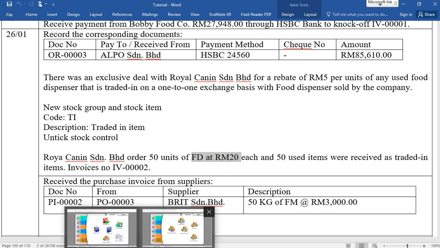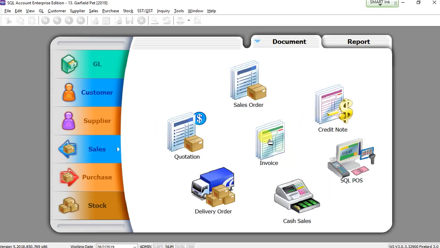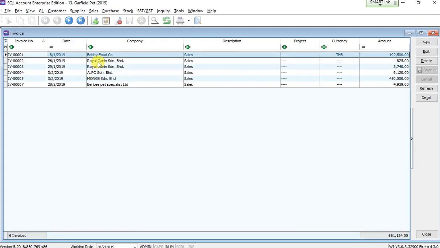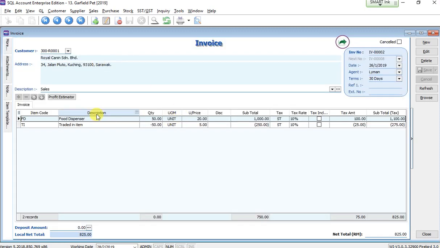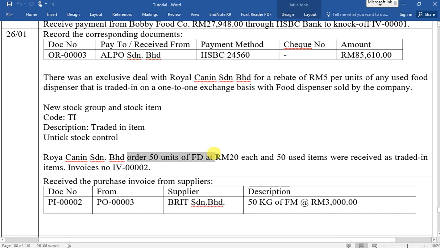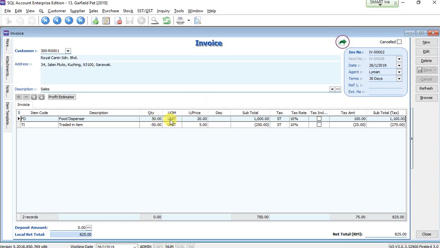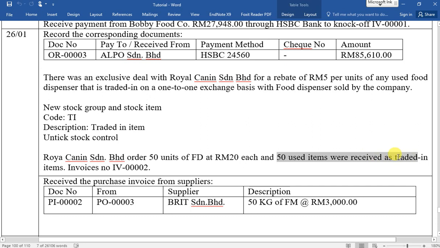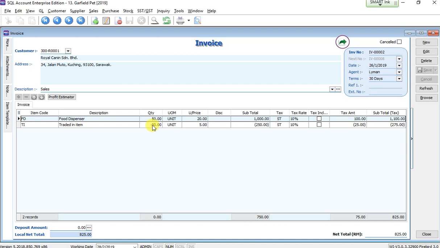So you're going to record an invoice. I think it's this one, right? So you have to record 50 units. As per the question, you order 50 units of FDF, 20 each. And your question mentions 50 used items were received as trade-in items. Each one you give them a rebate of 5 ringgit. So here 50 used items are recorded as negative because you are going to give a rebate. Each one 5 ringgit, total you're giving a rebate of 250. So here you get this amount.